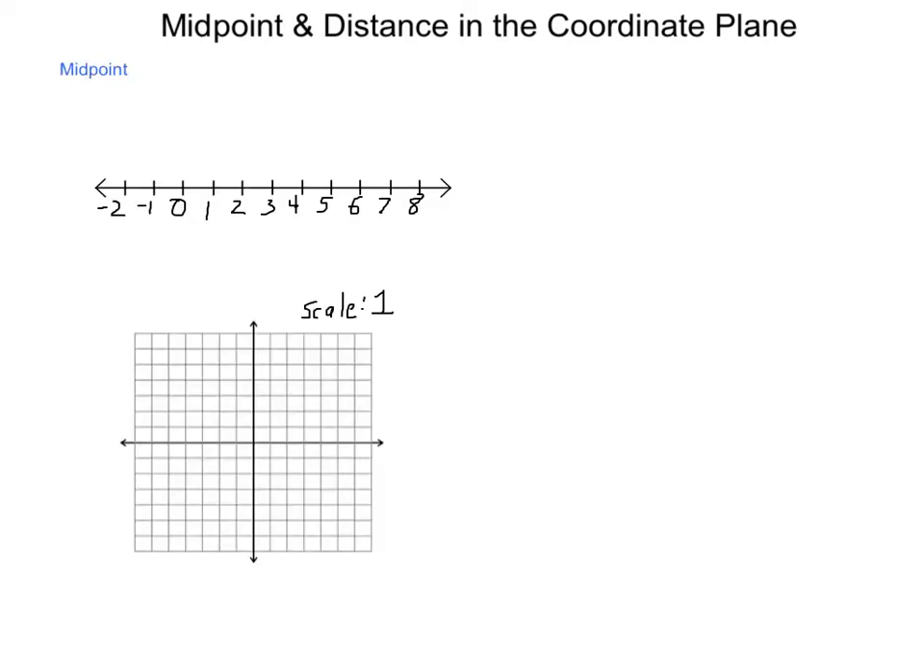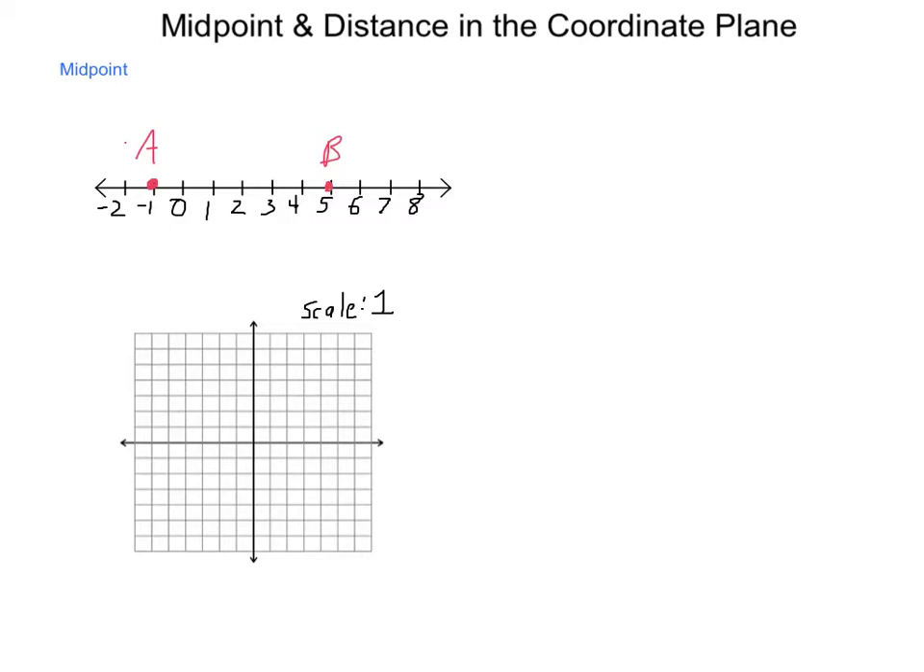When we are working with midpoint, we can work in both one-dimensional and two-dimensional systems. So in order to get started, we simply need to select a pair of points. So if I put point A at -1 and point B at 5, how do we find the midpoint?